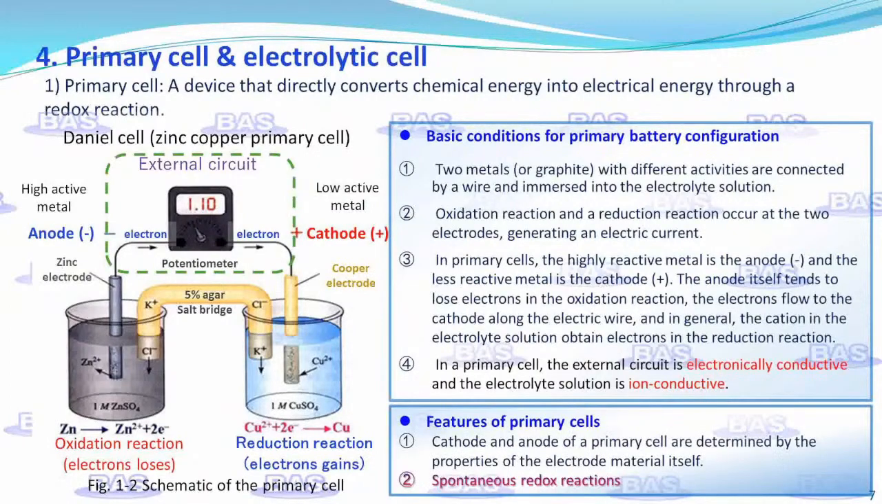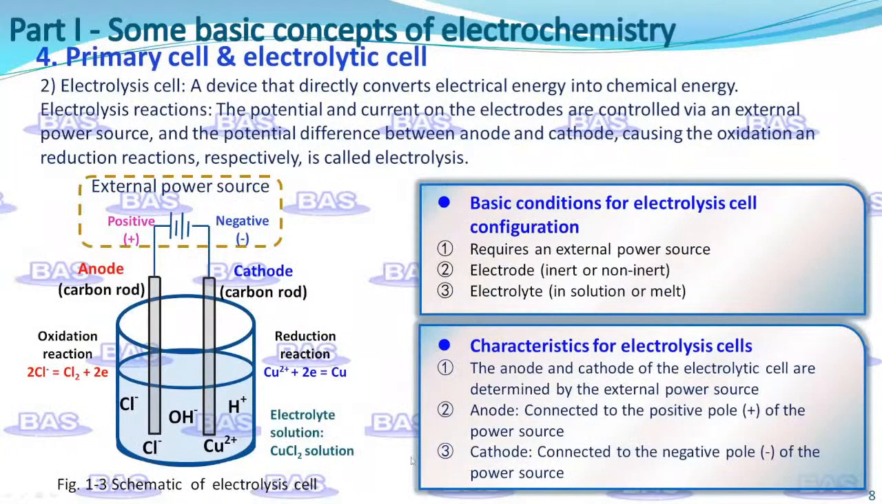The positive and negative electrodes of a primary cell are determined by the properties of the electrode material itself. It is a spontaneous redox reaction. Next, let's take a look at the electrolytic cell.